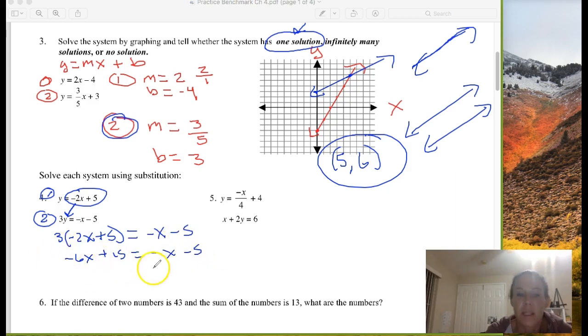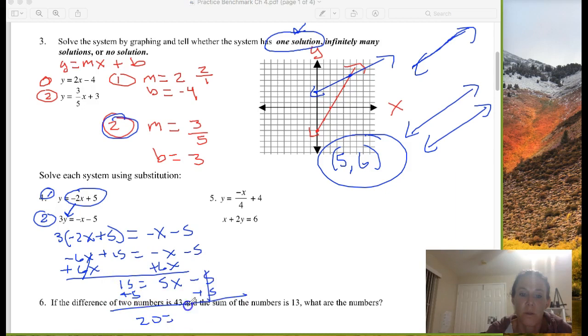Get your x's together. So I like positive x's, so I'm going to move these x's over to here. If you do it the other way, that's fine. You'll just have negative x's. So I'll plus 6x to both sides. That leaves me with 15 equals negative x plus 6x is 5x minus 5. Get your x's alone. Get rid of that. Plus 5 to both sides. Okay. And then I get 20 equals 5x.